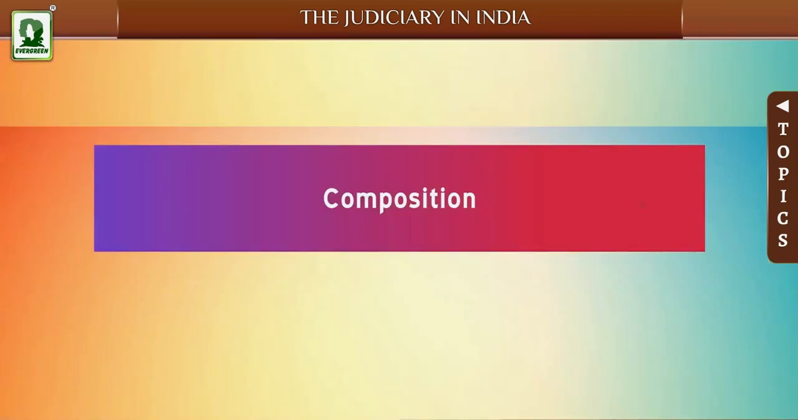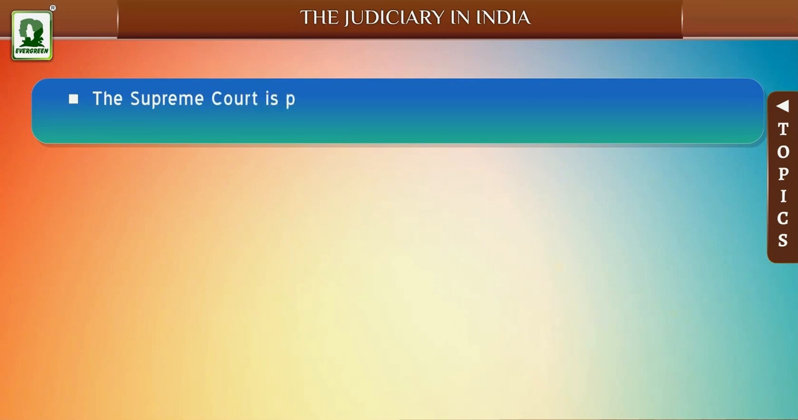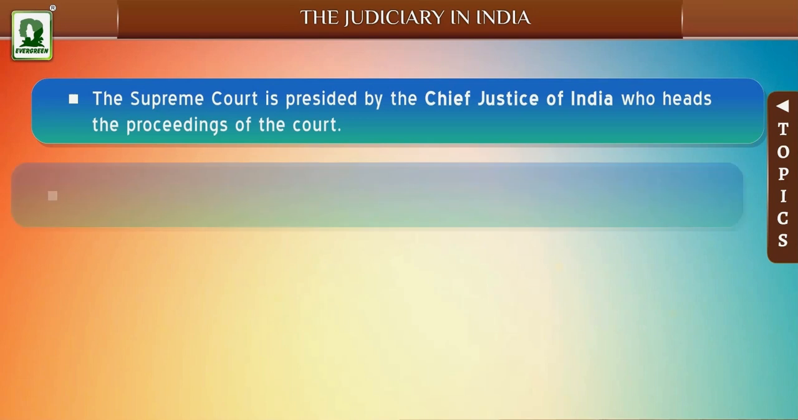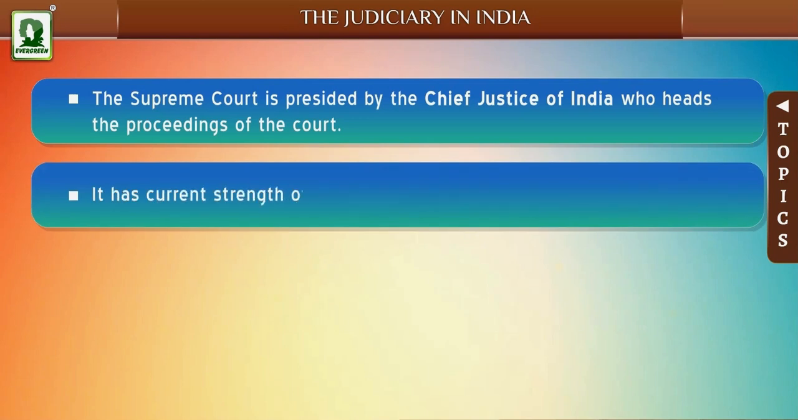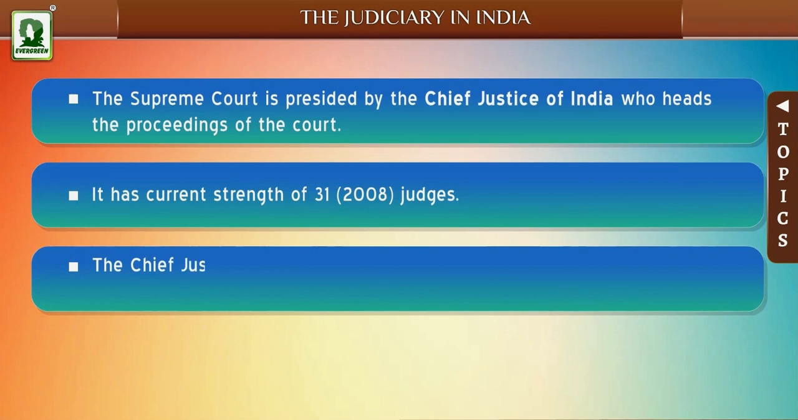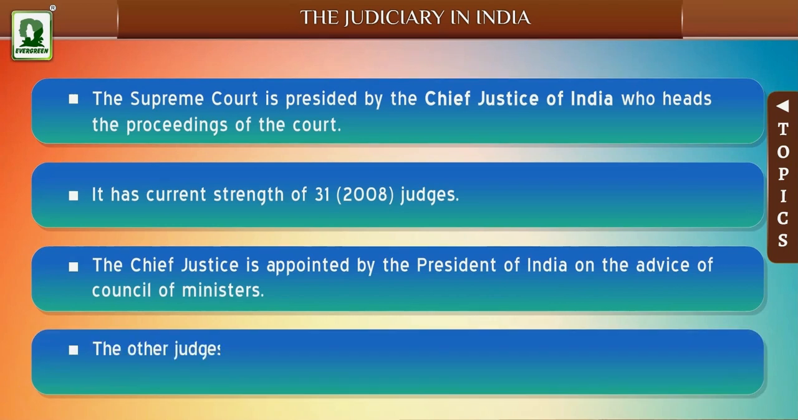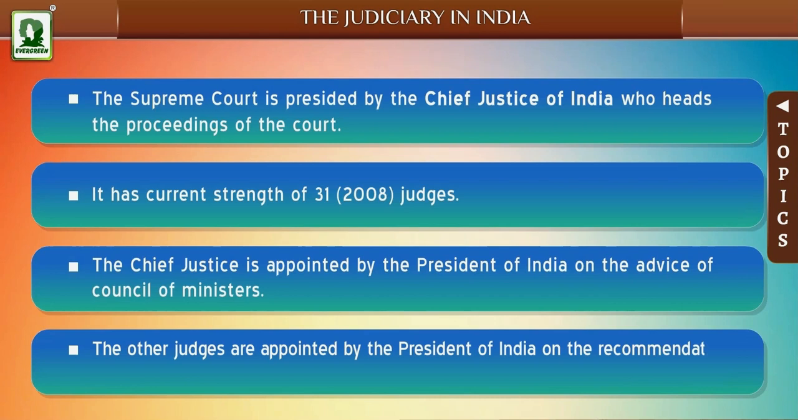Composition. The Supreme Court is presided by the Chief Justice of India, who heads the proceedings of the court. It has the current strength of 31 judges. The Chief Justice is appointed by the President of India on advice of the Council of Ministers. The other judges are appointed by the President of India on the recommendations of the Chief Justice of India.